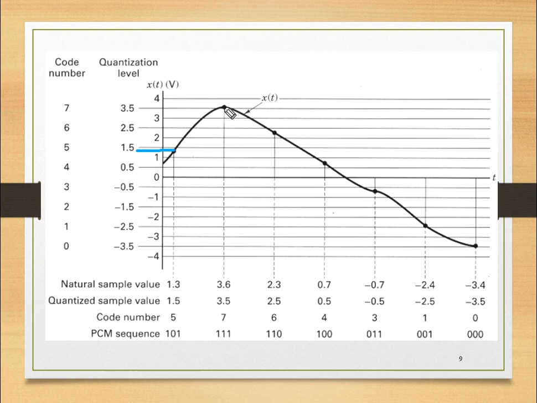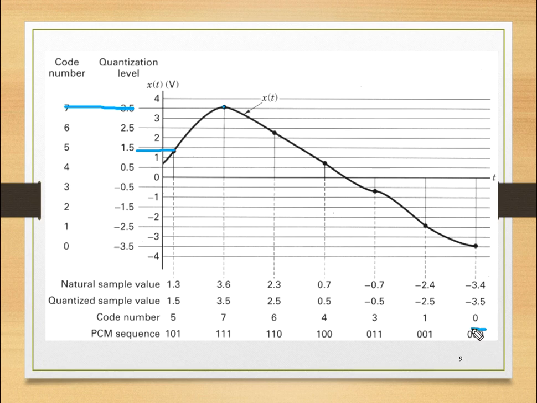You take the next sample, and you see its actual value. What's the actual value? It's 3.6. Do we have 3.6 in the quantized values? We don't. What's the closest value? 3.5. Take 3.5. What's the code number of 3.5? 7. As you can see here, it's the level corresponding to 7. How do you represent 7 in binary? 111.